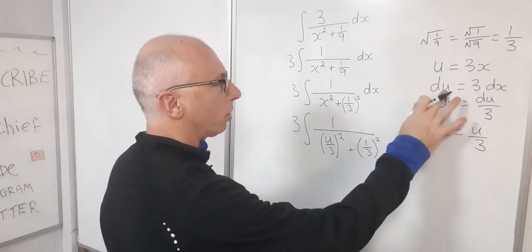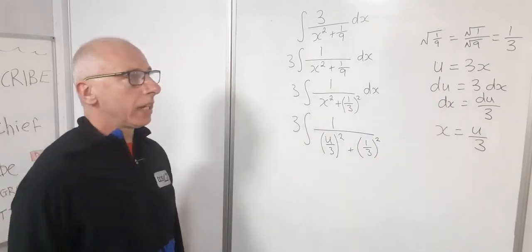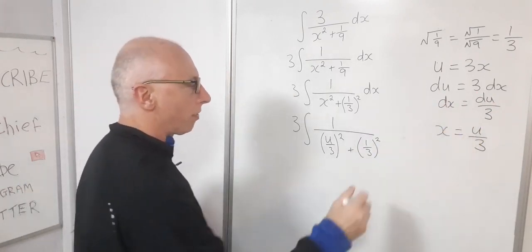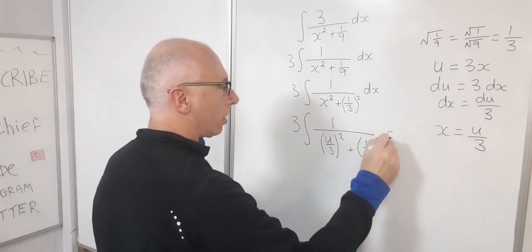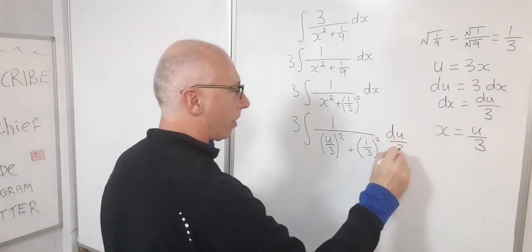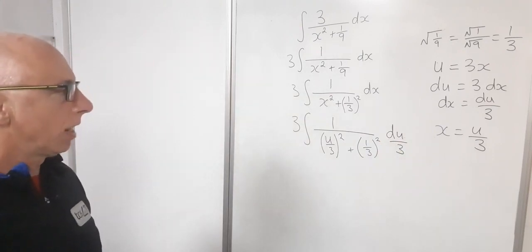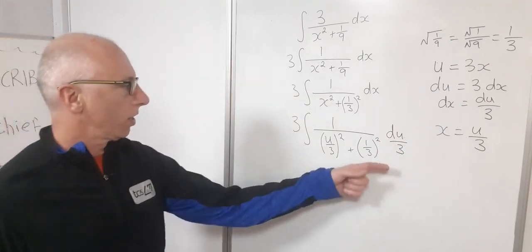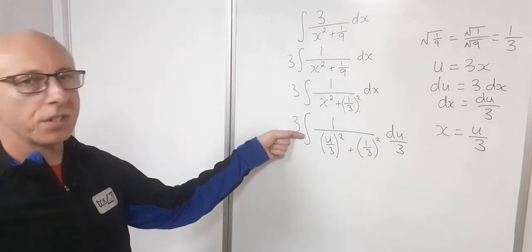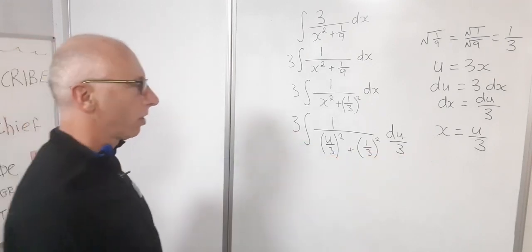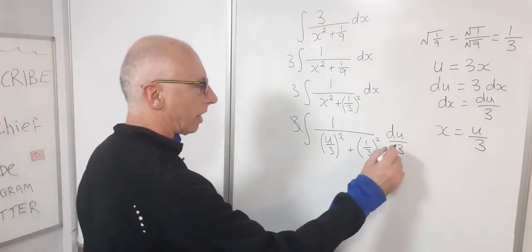And now my du is 3 dx. So dx equals du over 3. So now I've got du over 3. Okay, now we're in with a little bit of luck here. I've got this 3 here and I've got this 3 here. I can now take that out. So that's good. They can now cancel each other out.